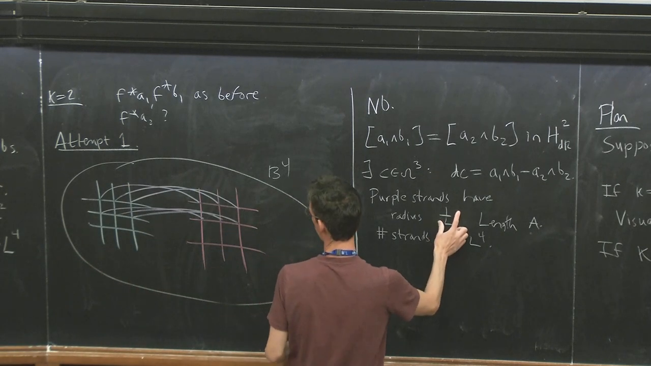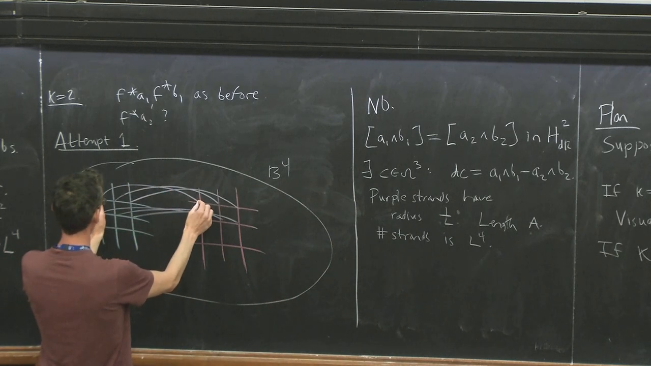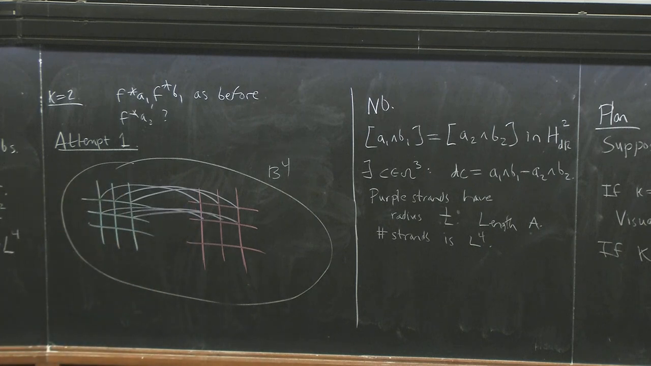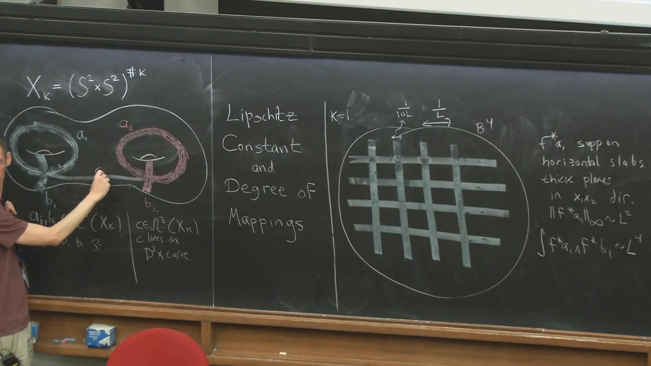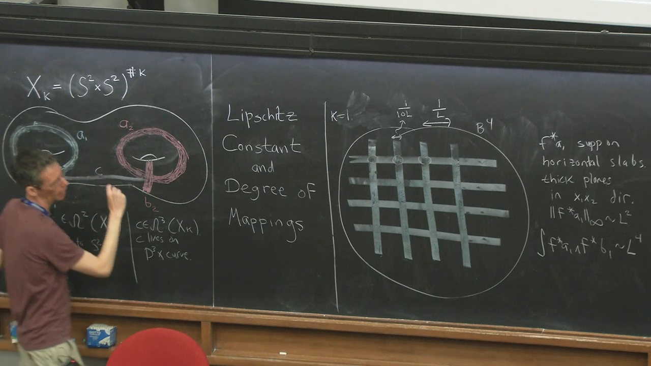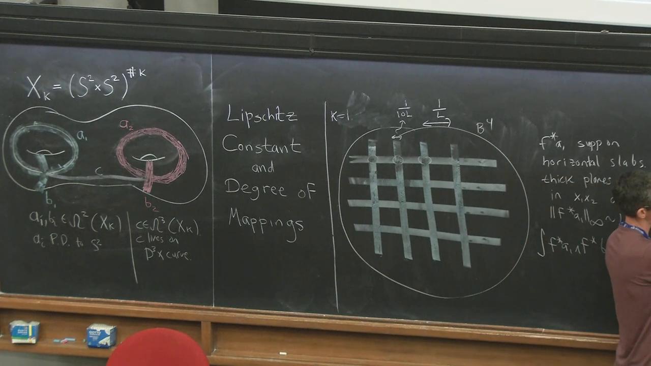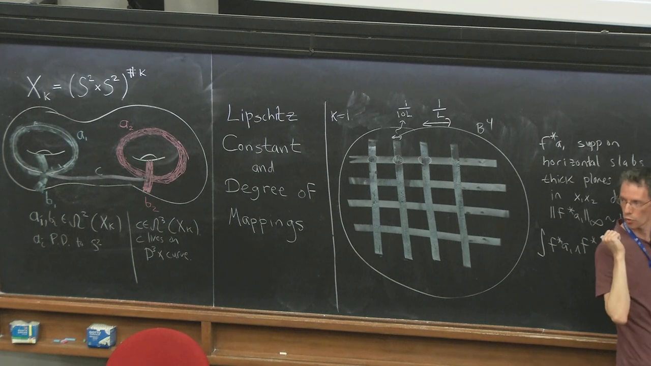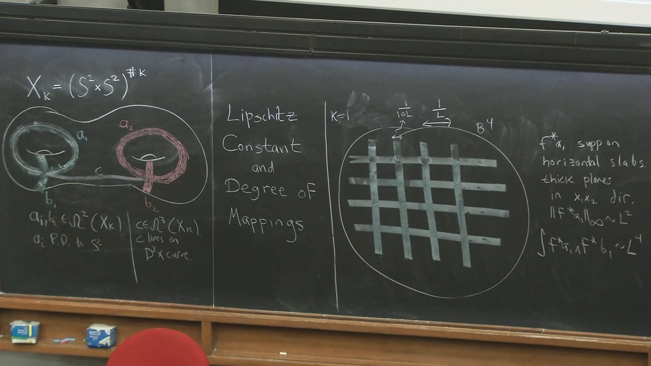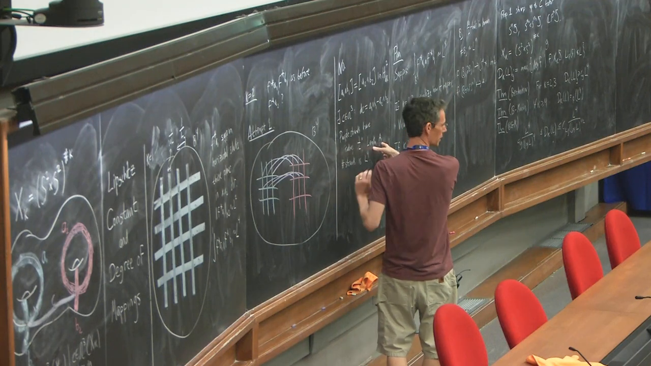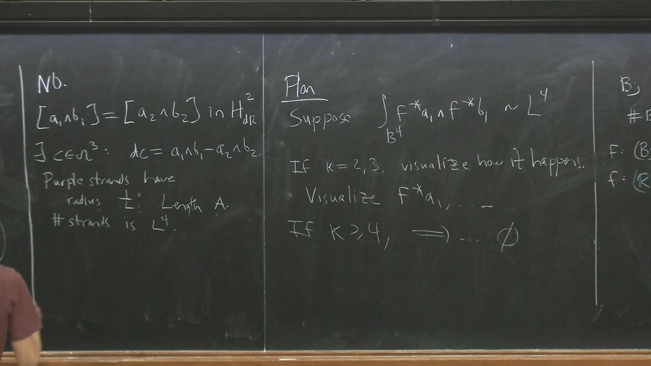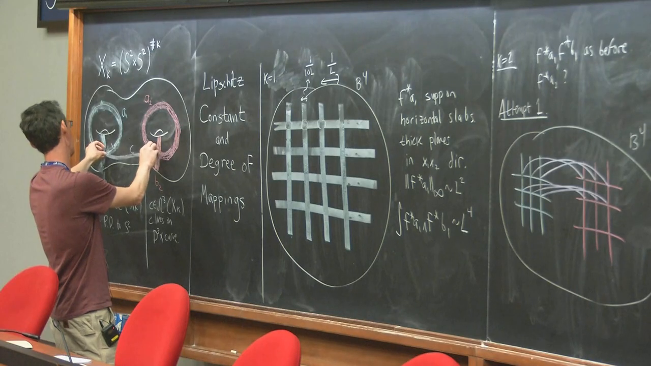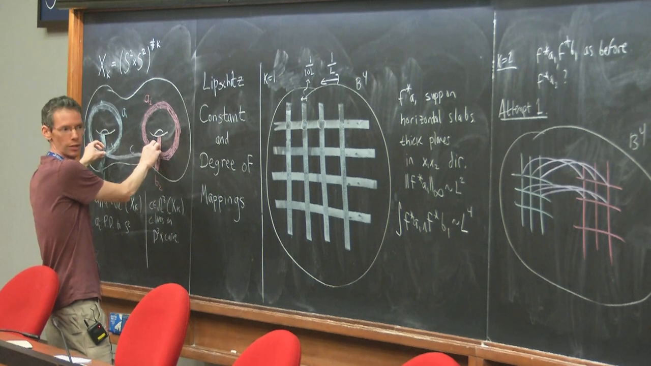So why do they have radius 1 over L? Well, if I take a purple strand over here and I map it forward by F, it needs to cover this purple tube over here. And the thickness of the purple tube over here is some fixed number. It may not be huge, but maybe a tenth or a hundredth. And this purple strand can only stretch by a factor of L. So its thickness needs to be at least around 1 over L so that it can cover the strand in the target. Okay, so that's why this is true. Its length is some number called A. That's just the definition of A, so we don't have to check anything. And the number of strands is L to the fourth. That's because the degree of our map is L to the fourth. So there are L to the fourth pre-images of this guy, and there are L to the fourth pre-images of that guy. You have to connect them all. So we need L to the fourth strands.